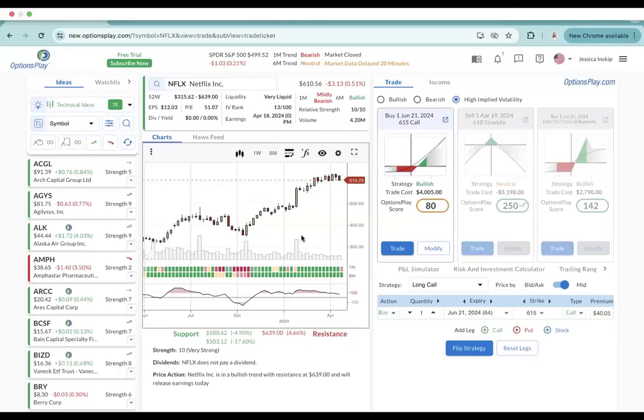Tesla has earnings next week. That is something we could look at. Sure.